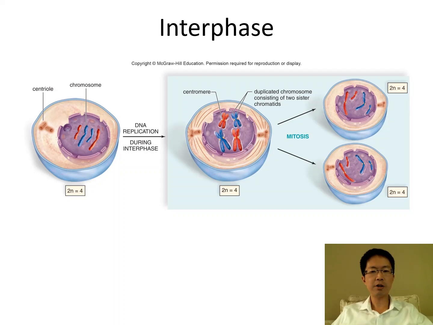So interphase, what happened during interphase? We already briefly talked about in the interphase we have G1, S, and G2. In the S phase, we have DNA replication. As you can see, after DNA replication, we go from each chromosome with one chromatid. We become, okay, each chromosome, we have 2 chromatids, okay?